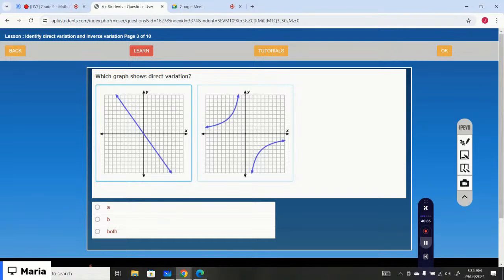Which graph shows the direct variation? Which is the correct option? That is, A is the correct option, right? A is the direct variation.